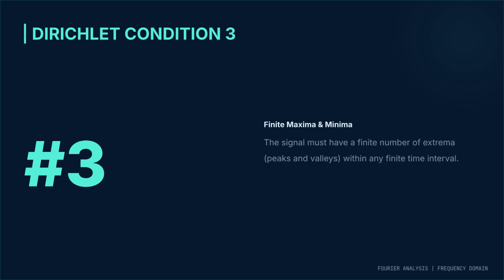Dirichlet condition 3 demands finite maxima and minima. The signal must have a finite number of peaks and valleys within any finite time interval. In other words, it cannot oscillate infinitely fast between values.